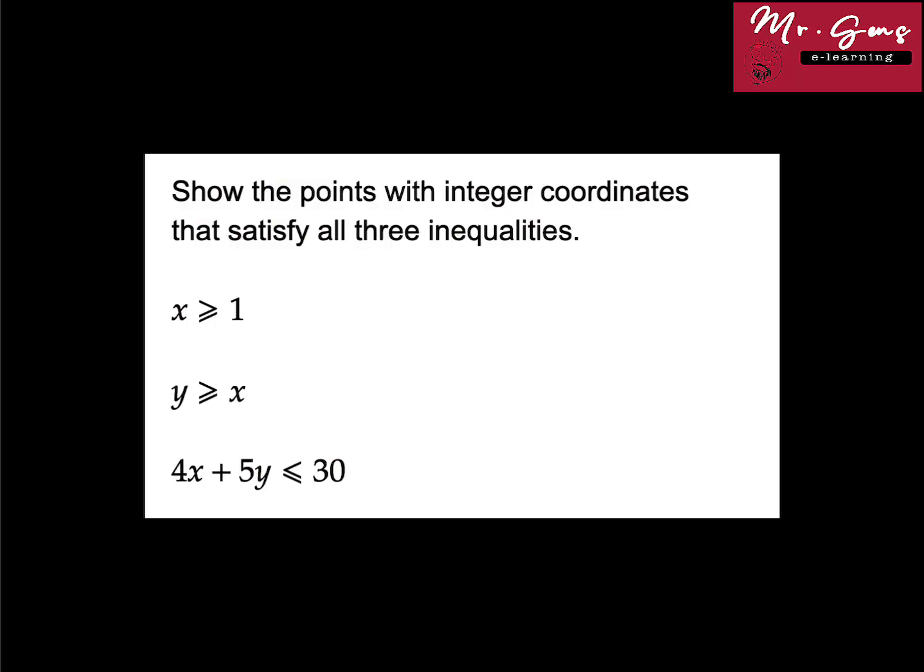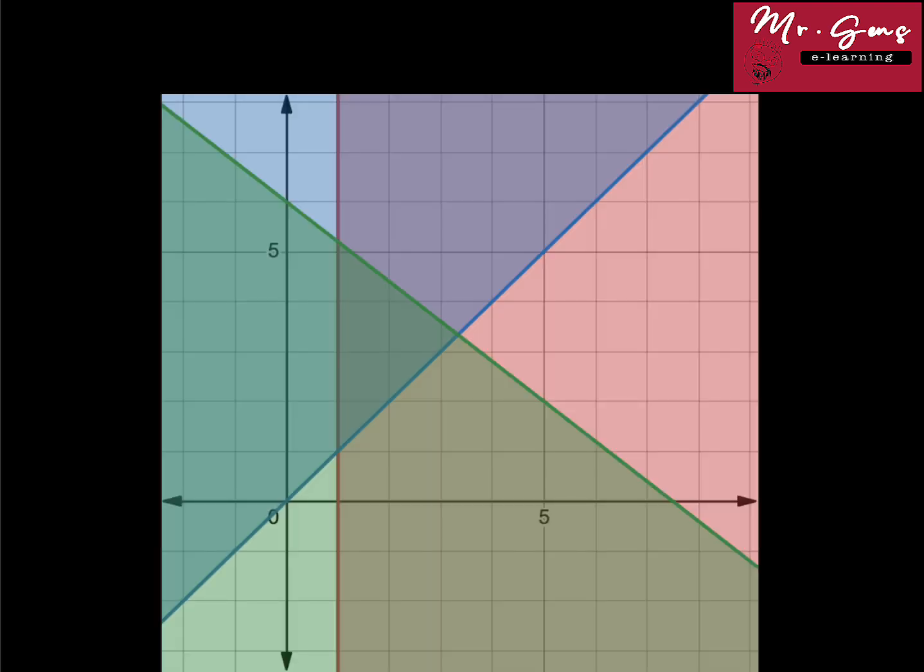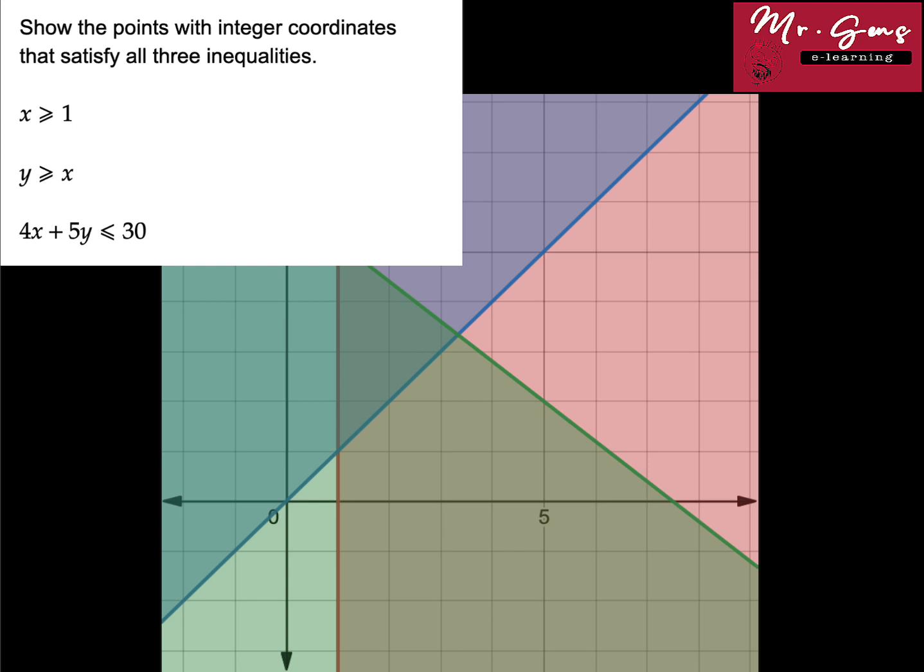Let's use this example as a problem. We are given 3 inequalities and we need to find the feasible region. Here is the answer of the question. The middle darker area is the feasible region.